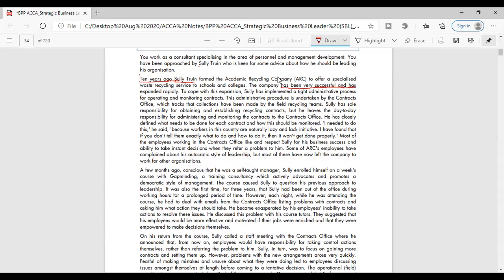and expanded rapidly. Wow. So normally when entrepreneurs start a business at a small scale and it grows tremendously, they need to cope with the new business model and the changed situation. So that could be a challenge for Sully. Sully had implemented a tight admin process for operating and monitoring contracts. Okay.